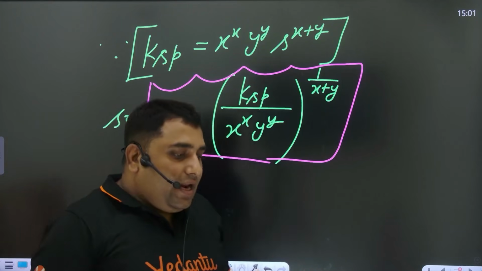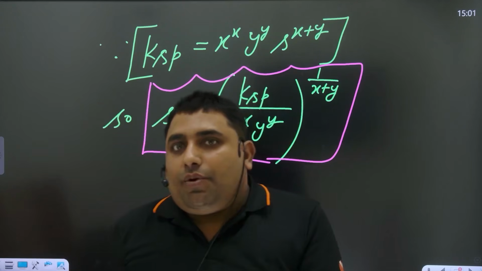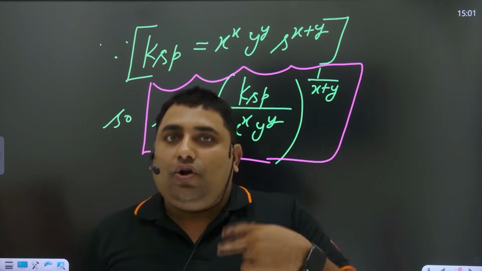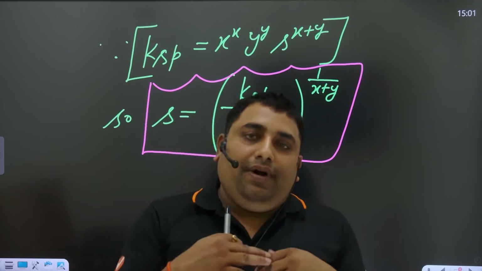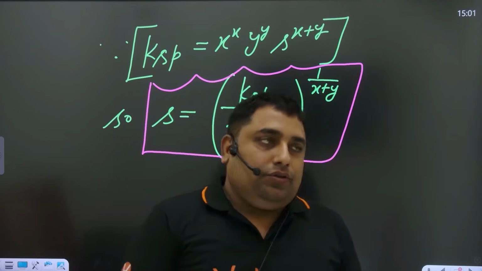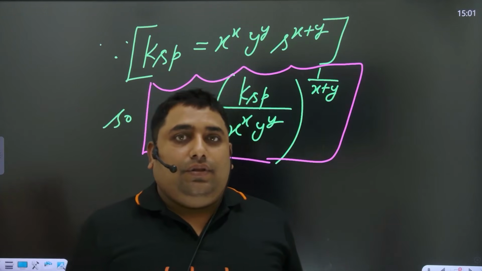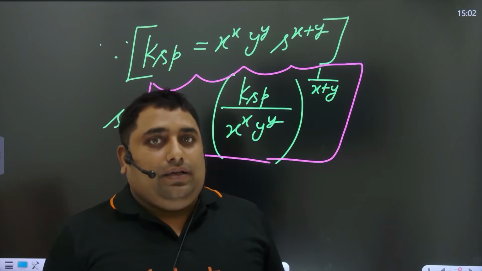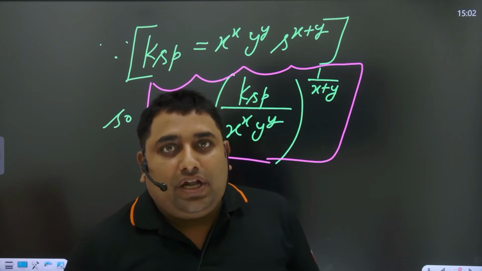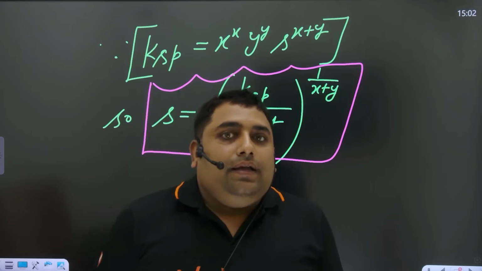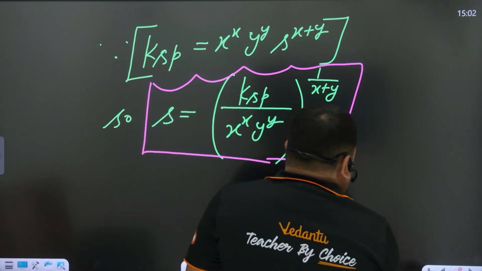So now we are able to do basically two types of questions. If solubility of a particular salt is given, then how to calculate solubility product. If solubility product is given, then how to calculate solubility of a particular salt. So in this way you are able to calculate these types of questions. Now let us take some examples.